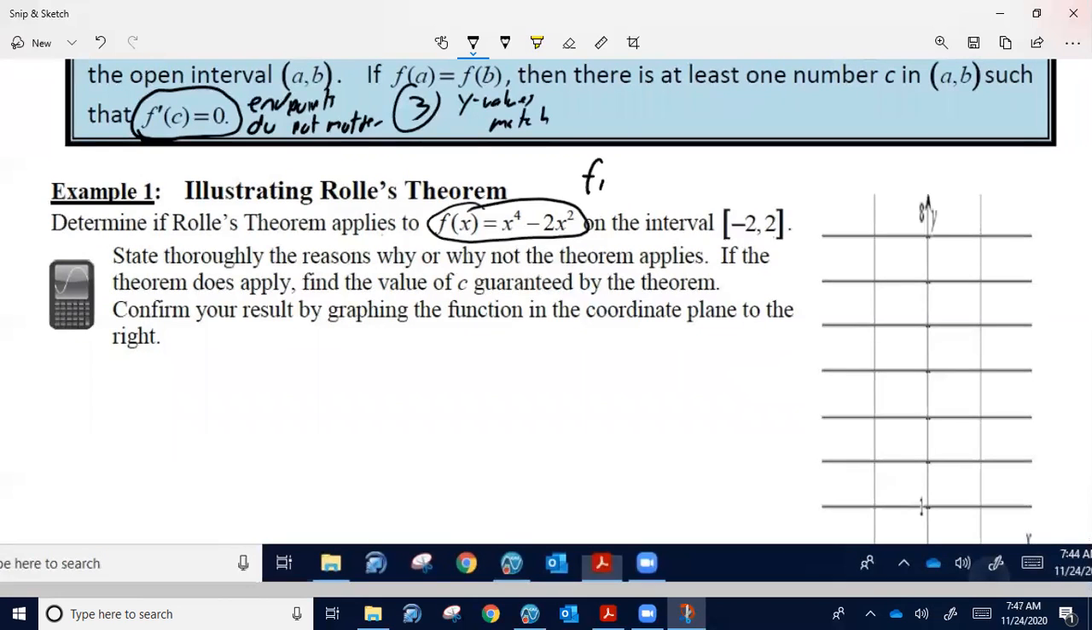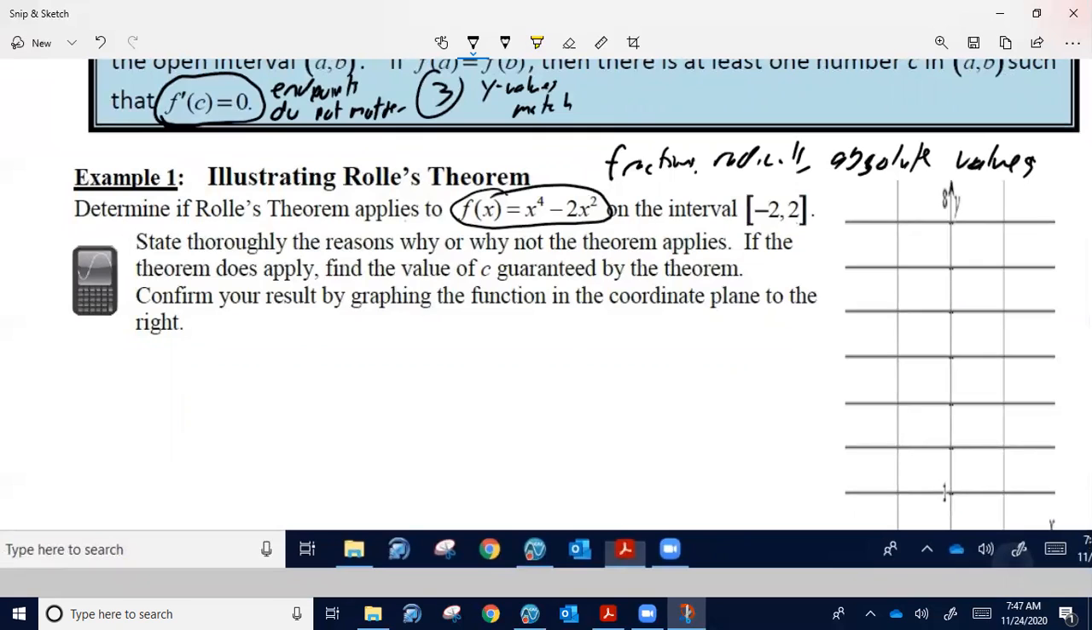So again, fractions, radicals, absolute values tend to be where our big mistakes come in. Fractions, radicals, and absolute values. So if that does not happen, we should be in good shape here.